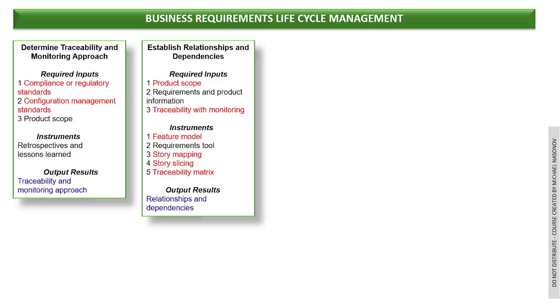Establish relationships and dependencies. What might be potential inputs? Product scope, requirements and other product information, traceability and monitoring from the previous process. Instruments: feature model, requirements tool, story mapping, story slicing, traceability matrix.